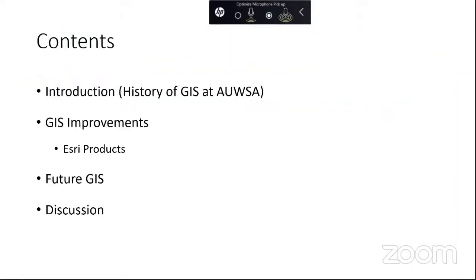The context for this presentation is, as displayed, an introduction to GIS, how AUWSA came from up to now, and GIS improvement: how and when AUWSA decided to improve its GIS, especially using Esri products. Also, we'll see what AUWSA is targeting in the coming few years, and which area AUWSA especially wants to improve using GIS.